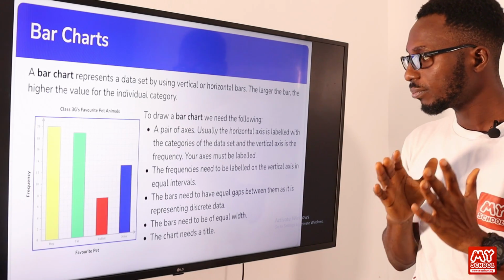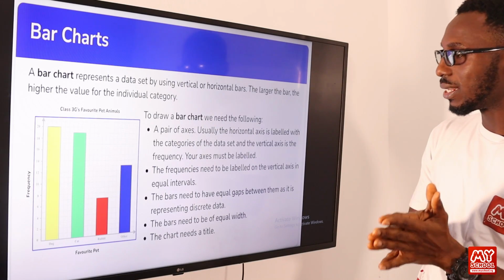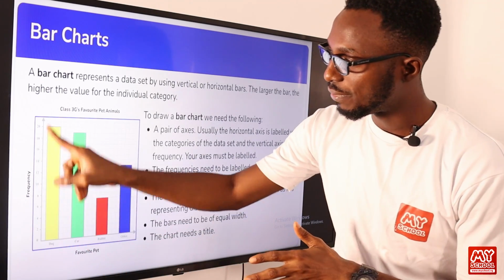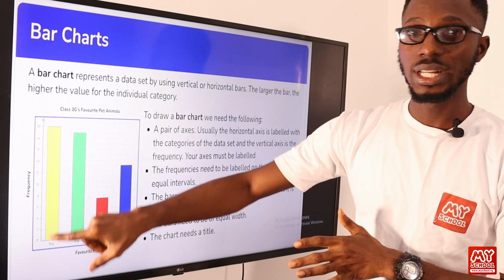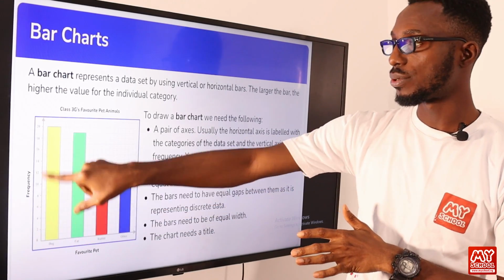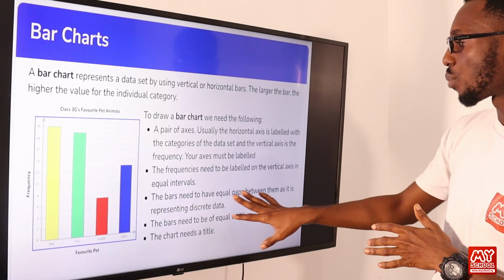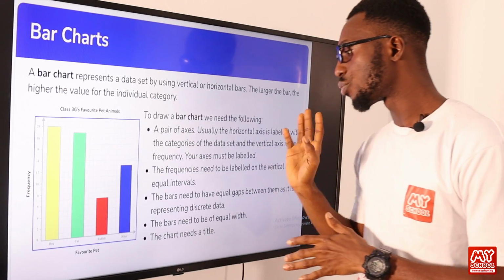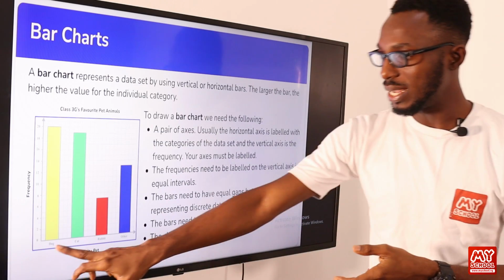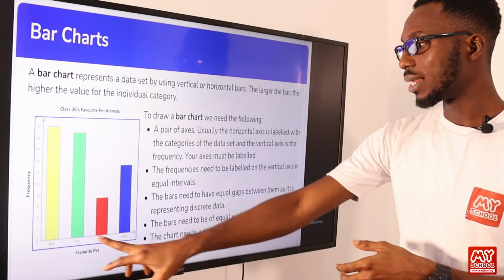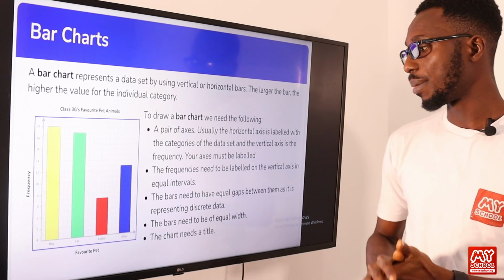Secondly, the frequencies need to be labeled on the vertical axis in equal intervals. You can see the frequencies are labeled at equal intervals. The interval here is 2: 0 to 2, 2 to 4, 4 to 6, 6 to 8, like that. The bars need to have equal gaps between them as they represent discrete data. Discrete data is counted, so you can see the spaces between these bars are equal.